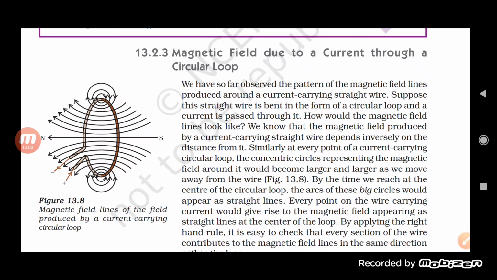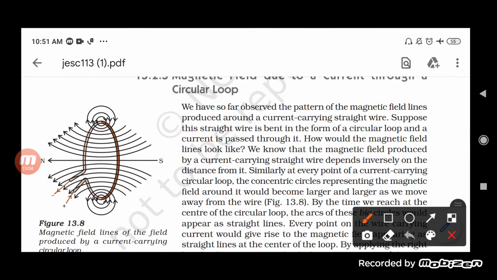So here you can see it is written that the magnetic field produced by a current carrying straight wire depends inversely on the distance from it. Similarly, at every point of a current carrying circular loop, the concentric circles represent the magnetic field around it, and they become larger and larger as we move away from the wire. So the concentric circles tell us the magnetic field, and as we move away from the coil, the arc of the circular loop becomes larger and larger.